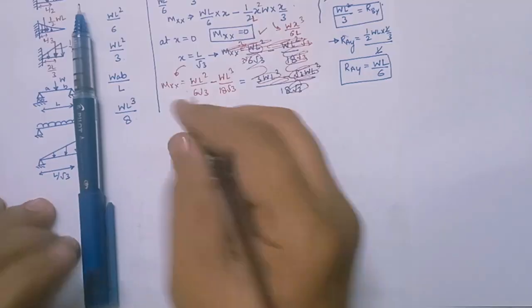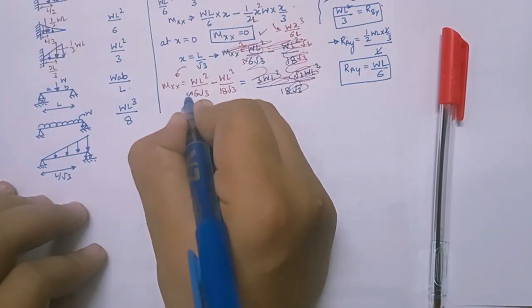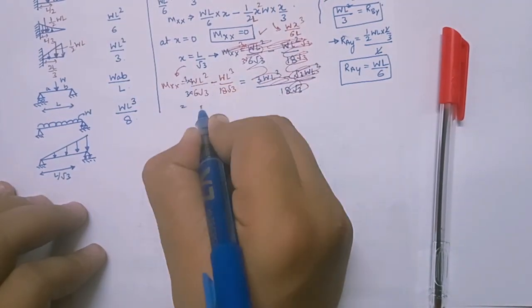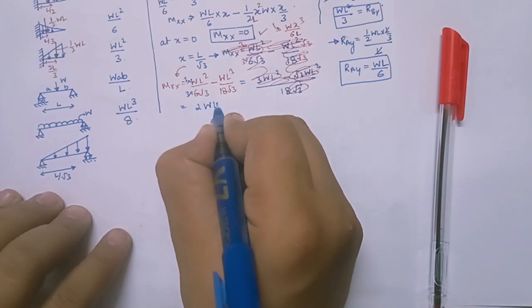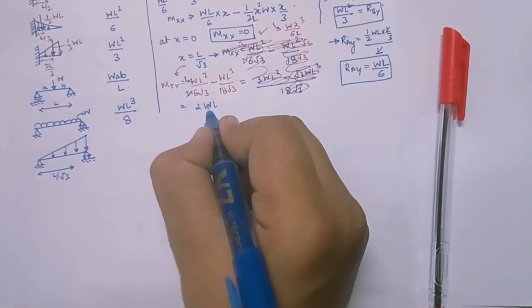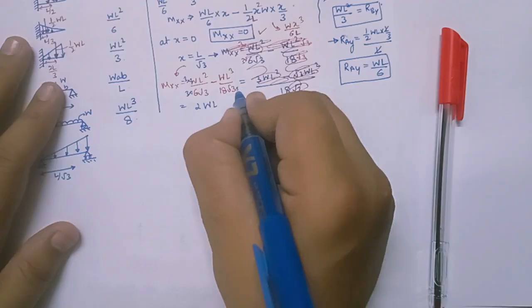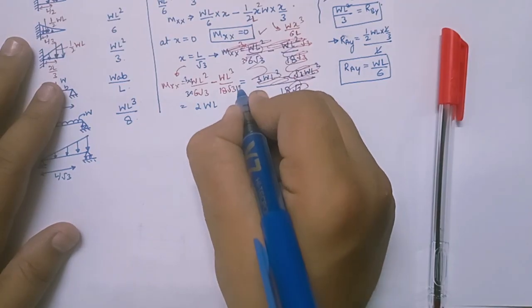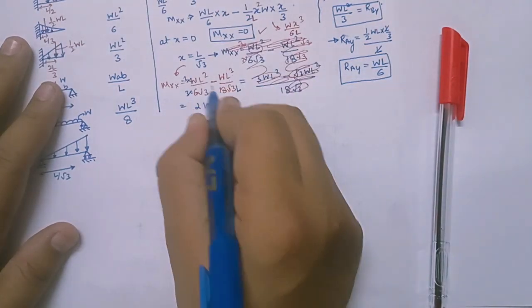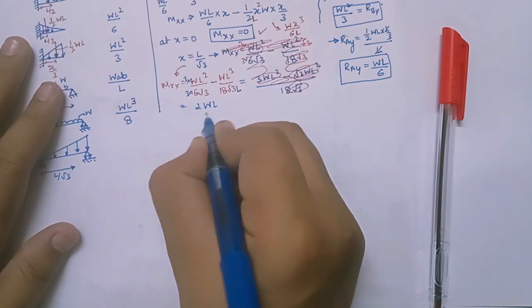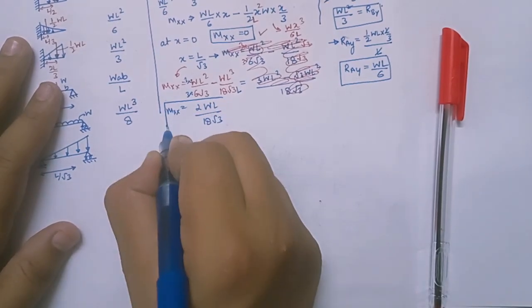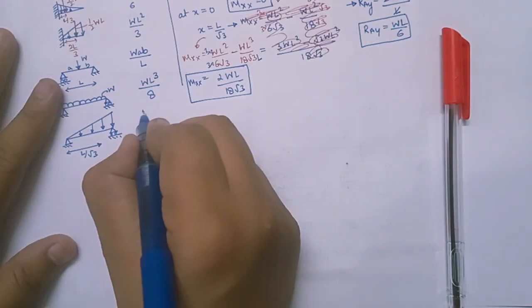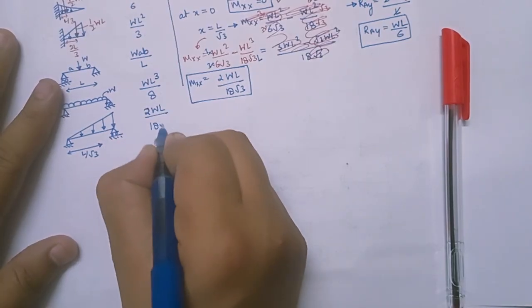Now just solve this equation. I'll get 3, so 3 minus 1 is 2. So 2WL cube, not L cube, L square. Yes, here we have L also, right? So this L got cancelled with this L square, then only the subtraction could happen. So 2WL square by 18 root 3. So this is the maximum moment at L by root 3. I can write it here, 2WL square by 18 root 3.